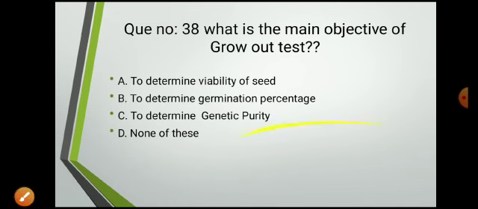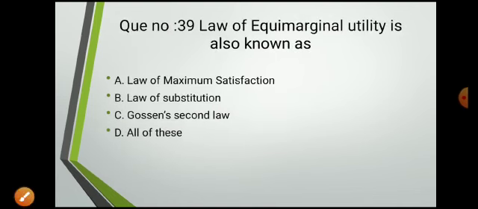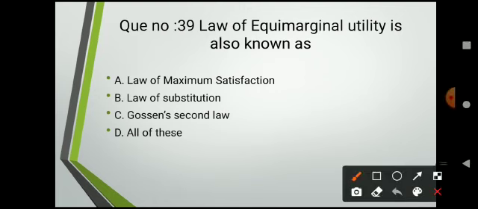Question number 39. Law of equimarginal utility, it is also known as. Options are law of maximum satisfaction, law of substitution, Gossen's second law, and D option is all of these. And the correct option is D, all of these. Law of equimarginal utility is also known as law of maximum satisfaction, law of substitution and Gossen's second law.